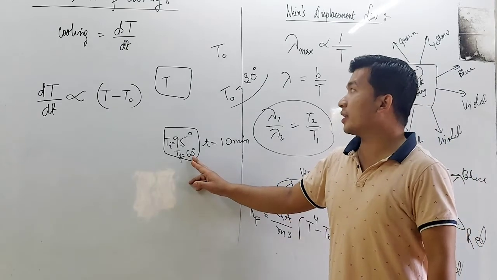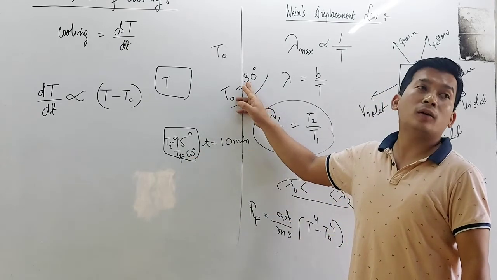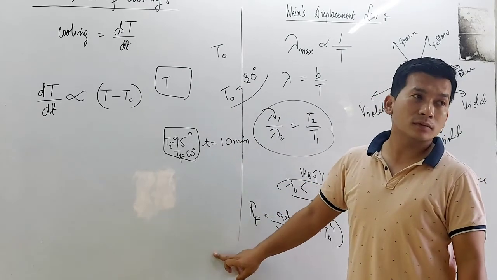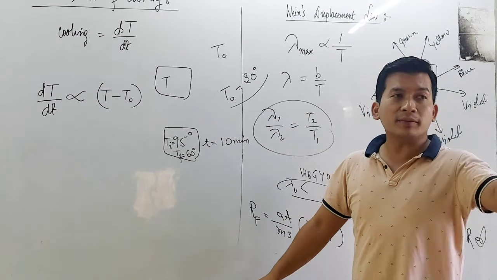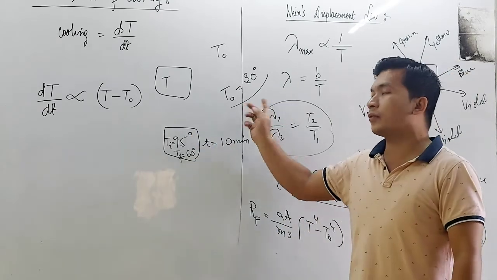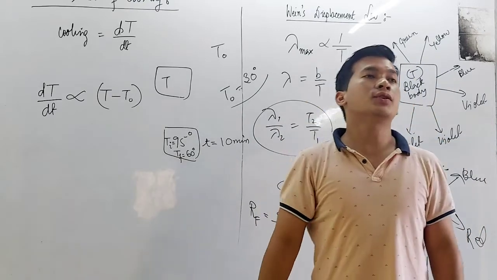Temperature 60 is more than the surrounding, so cooling continues. Cooling will stop only when the temperature of the body and the surrounding are equal. Do you get the concept here?